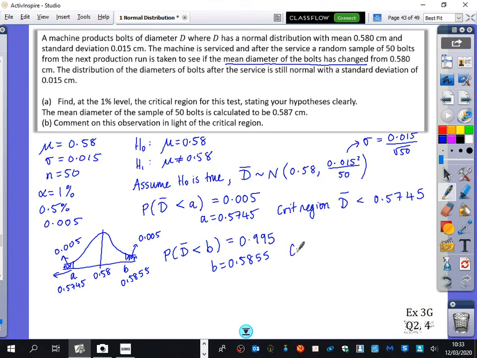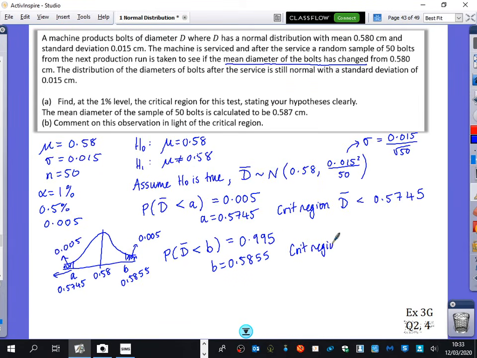Now we've got the critical region for this: D bar is less than 0.5745 or D bar is greater than 0.5855. That was part A of the question. That's probably a 5-mark question.